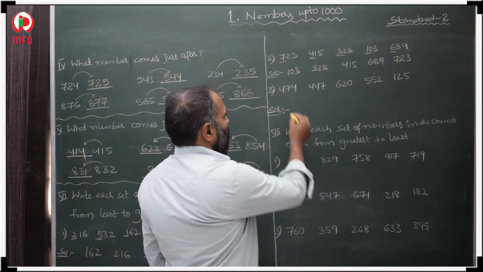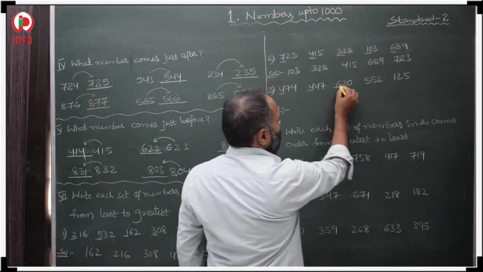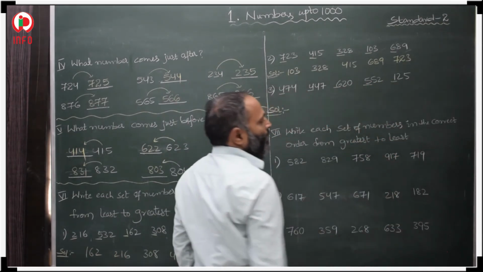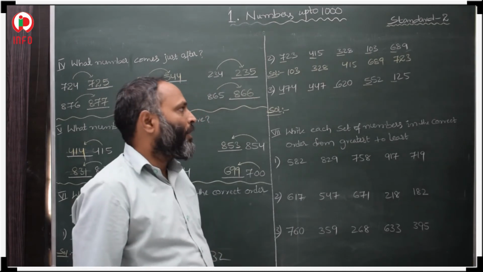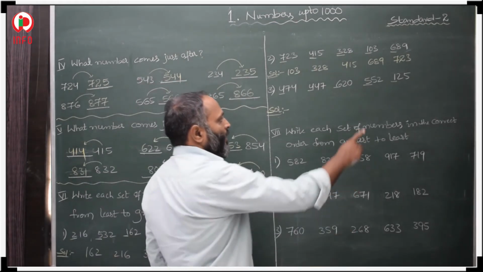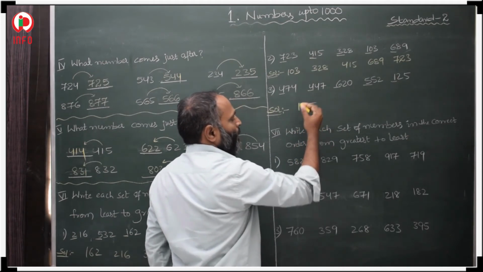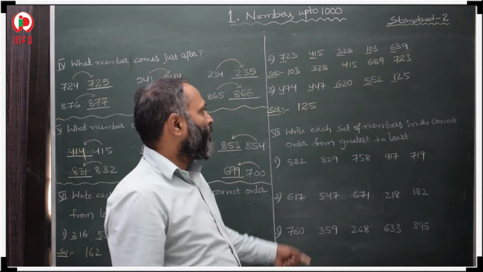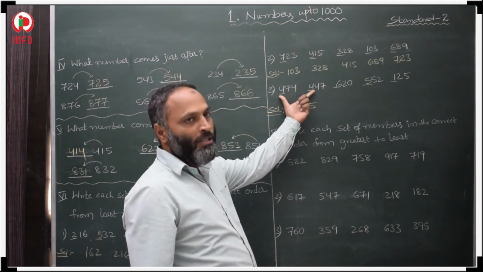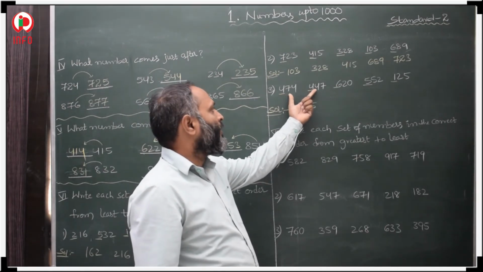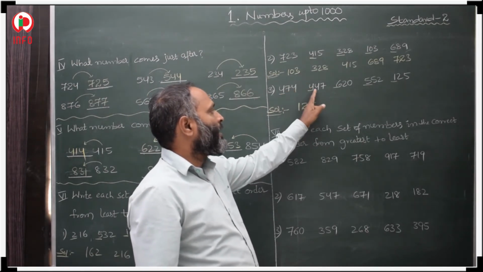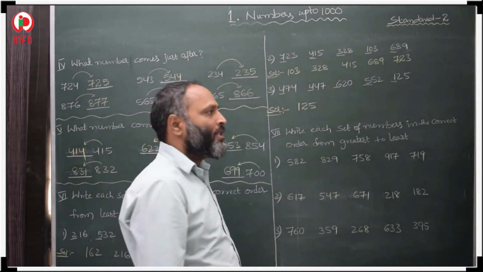In this first set: 4, 4, 6, 5, 1. So 1 is the least, so 125 will come first. Then after that 4. In this we have 4s in the hundreds place. Then go for the tens place. Here 7 is there and here 4 is there. In 7 and 4, 4 is the least. So 447 will come first.